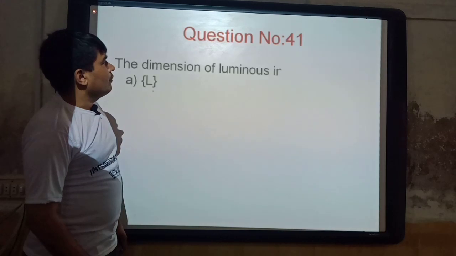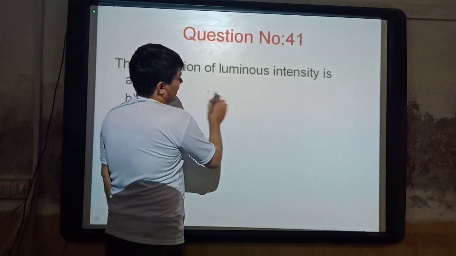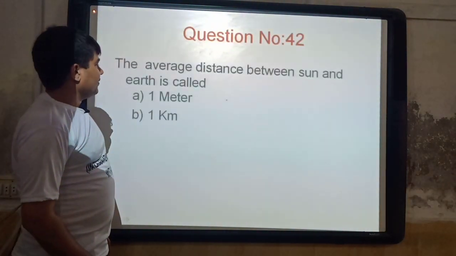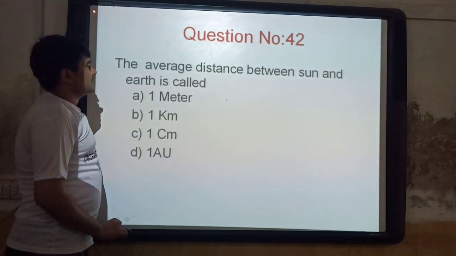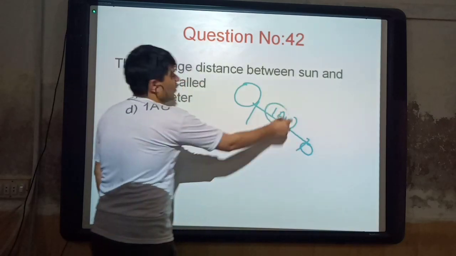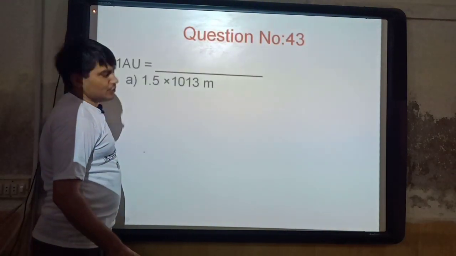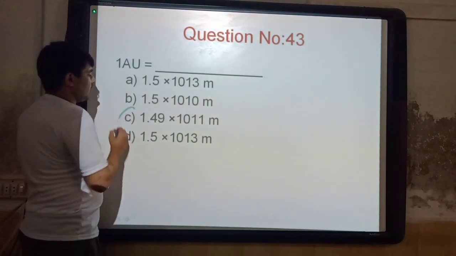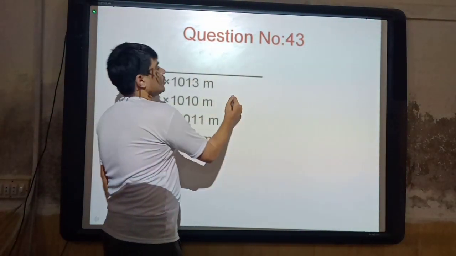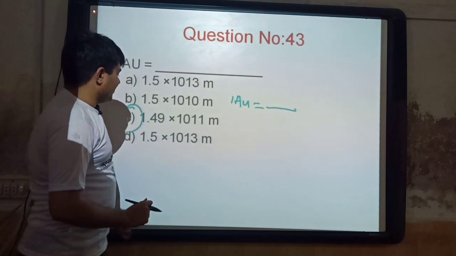Another MCQ for you, 41. The dimension of luminous intensity is capital J. Another question for you. The average distance between the sun and earth. Here is the sun, here is the earth. The average distance is 1 AU, astronomical unit. 1 astronomical unit is equal to 1.49 into 10 power 11 meter.